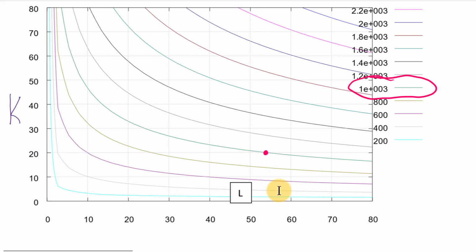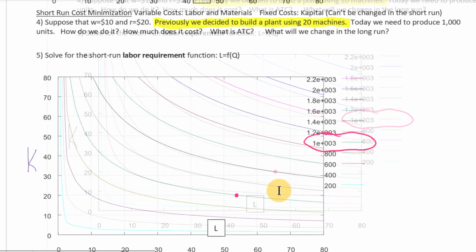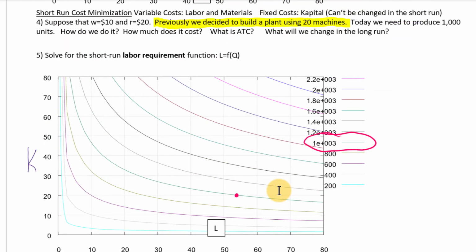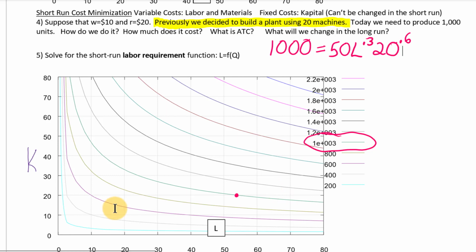Let's do the math and solve to see what we actually get. So instead of having 2 equations and 2 unknowns, we only really need 1 equation because there's only really 1 unknown. And that 1 equation, we need 1,000 units of output, and that's equal to 50 times L to the 0.3 times K, K is not a variable, raised to the 0.6. All we need to do is solve this equation for L, and we have our answer. Pause the video and try it, and make sure that you get something in the neighborhood of 53, 54, 55.